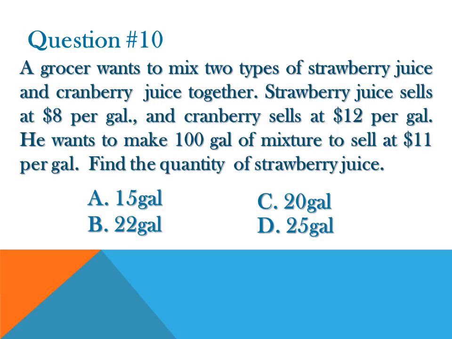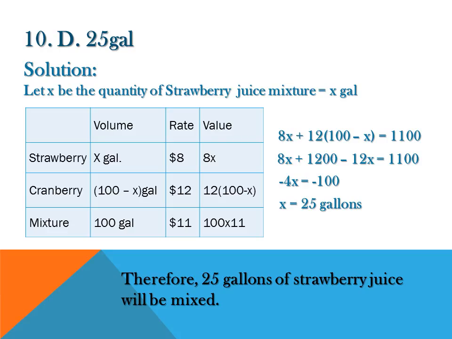A grocer wants to mix 2 types of strawberry juice and cranberry juice together. Strawberry juice sells at $8 per gallon and cranberry sells at $12 per gallon. He wants to make 100 gallons of mixture to sell at $11 per gallon. Find the quantity of strawberry juice.